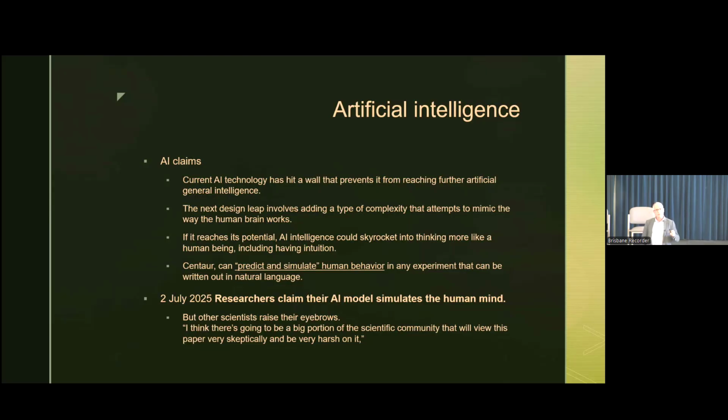But if it does sort of break through this next ceiling, then artificial intelligence could create intuition. So that's a bit of a step, but it could create intuition where it can predict things accurately. So there's this artificial intelligence called Centaur, which can predict and simulate human behaviour, but it can only be done to a certain level.